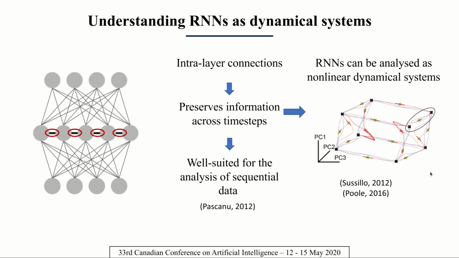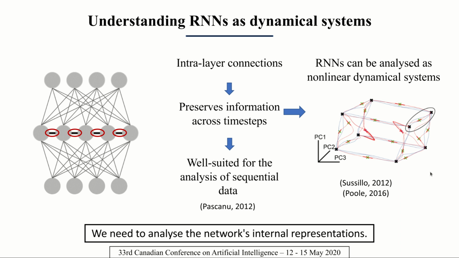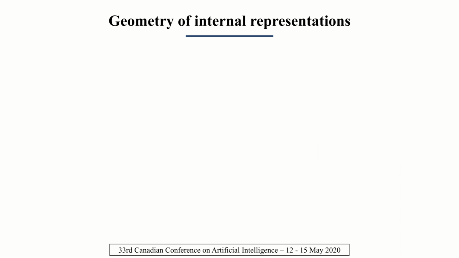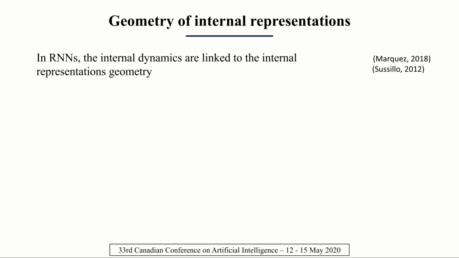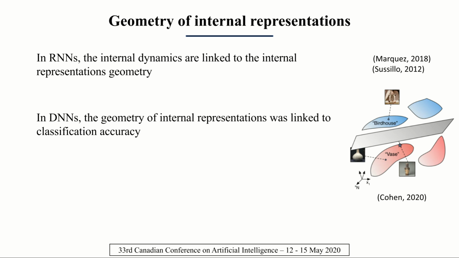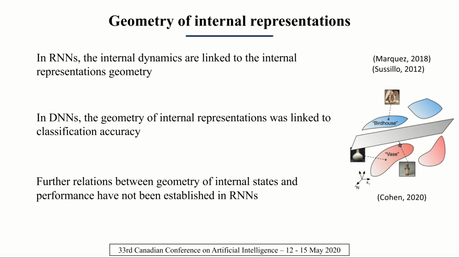three-dimensional space. However, in order to look at RNNs as dynamical systems, we need to analyze the network's internal representation first. In particular, the geometry of the internal representations were linked to the internal dynamics of RNNs. In deep neural networks, the geometry of internal representations were also linked to the classification accuracy. This has not been established in RNNs, since links between geometry and performance have not been established.